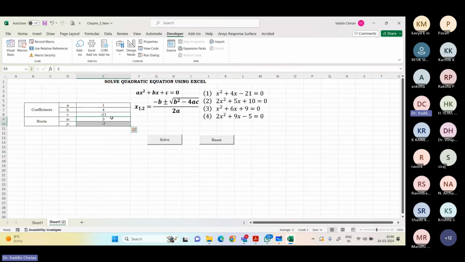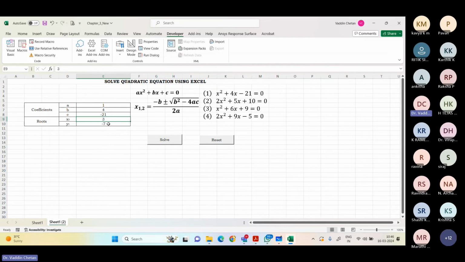You cross check that. First take 3. 3 square is 9, plus 4 into 3 is 12. So 9 plus 12 is 21. 21 minus 21 will be 0. The answer which you got is correct.